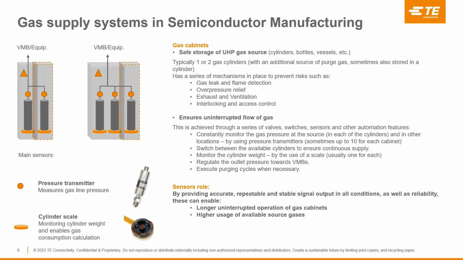This means it has a series of mechanisms in place to prevent any risks such as gas leak and flame detection, overpressure relief, interlocking access control, exhaust and ventilation. Through a series of valves, switches, and sensors, and other automation features, the cabinet will constantly monitor the gas pressure at the source in each of the cylinders, which is achieved by the use of pressure transmitters, sometimes up to 10 per cabinet. And it will regulate the output pressure towards the VMBs.